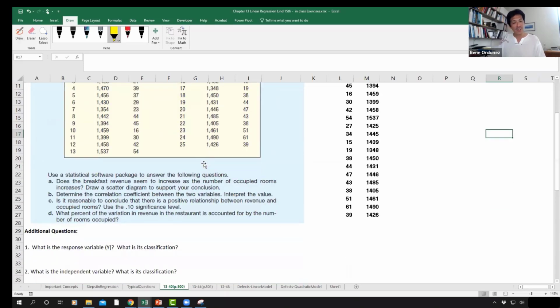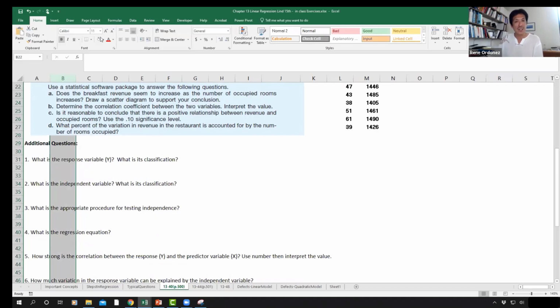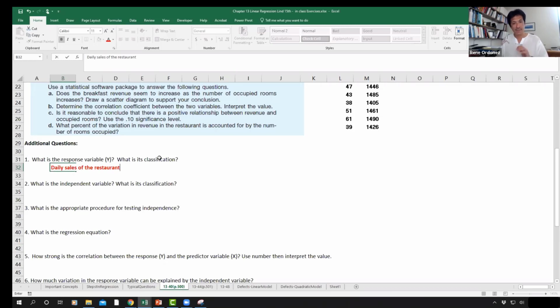So if we go down to the part here, where we again answer the questions related to what is the response variable, we'll say that this is the daily sales of the restaurant. And this is quantitative.